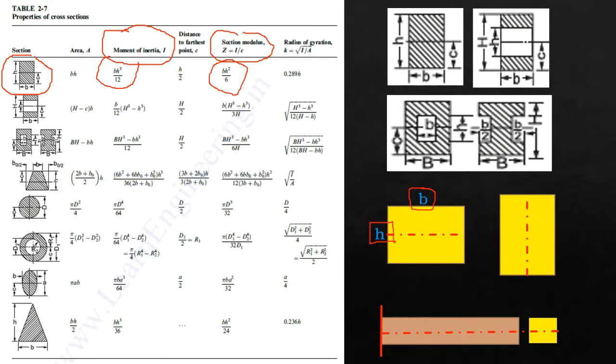So even if the cross section has changed, as in this case, the dimension B is parallel to the axis, and the perpendicular dimension is always considered as H. The parallel dimension is always considered as B.